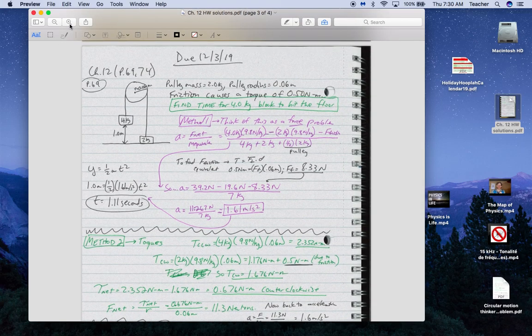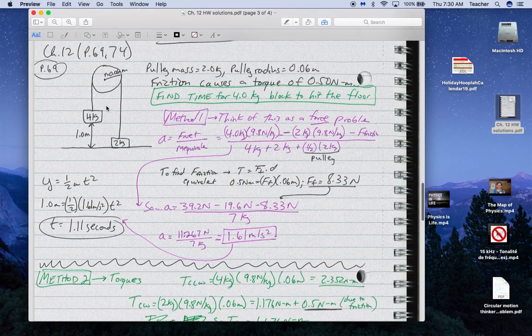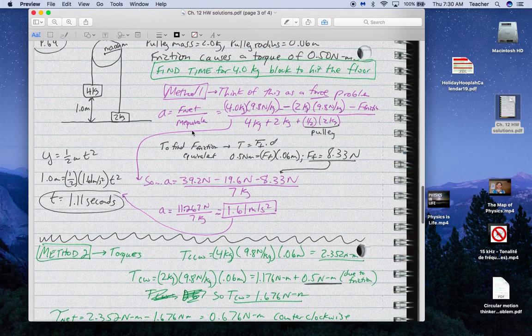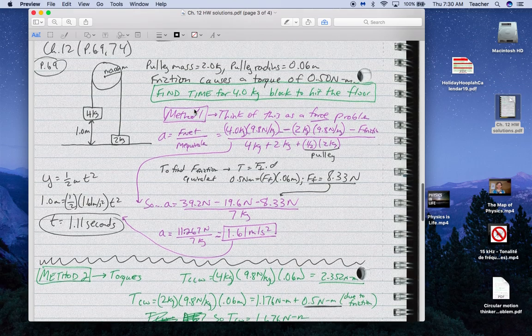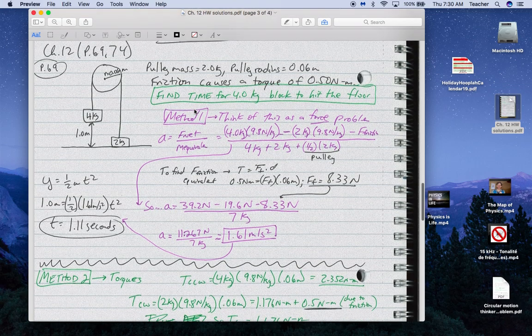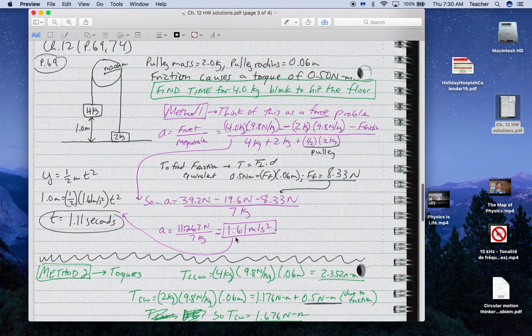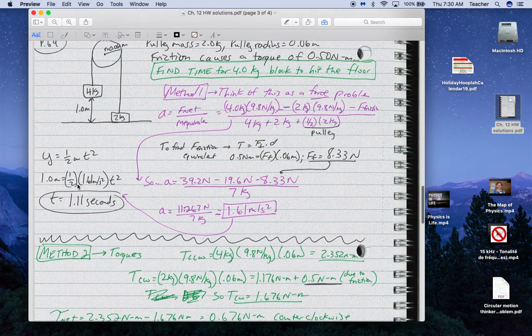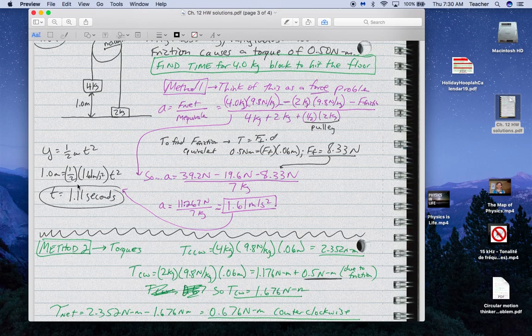I'm going to make that bigger again. 4 plus 2, and then half the mass of the pulley since it said it was a solid disk. So when I get that, I get 1.61 meters per second squared, and then I plug that into this general kinematics equation, get the time to fall as 1.1 seconds.